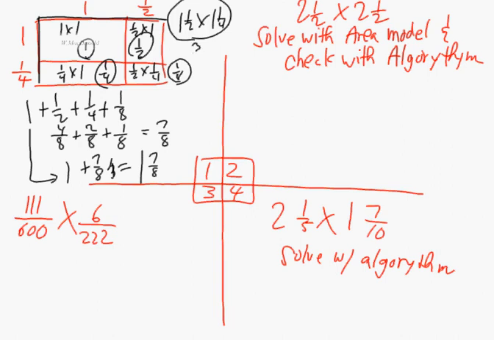And if you wanted to check your answer, you could use the algorithm. So 1.5 is really 3 halves multiplied by 1 1/4, which is really 5 quarters. You get 15/8 as your product, which is 1 7/8. So by checking your answer, you still get the same answer.